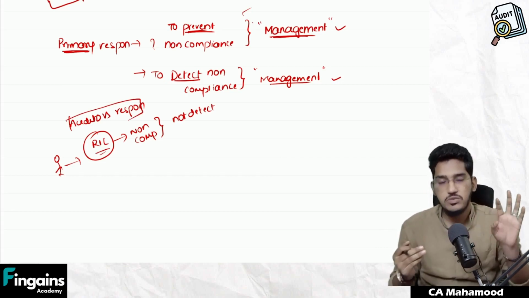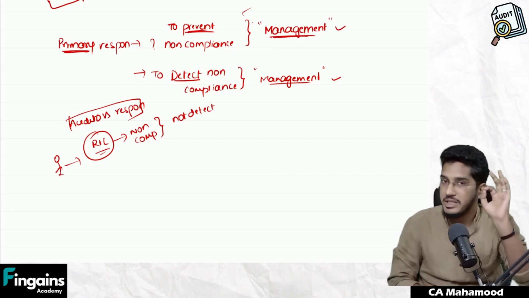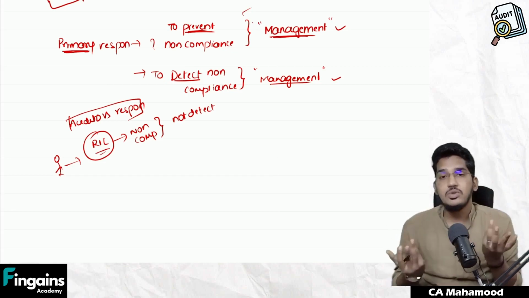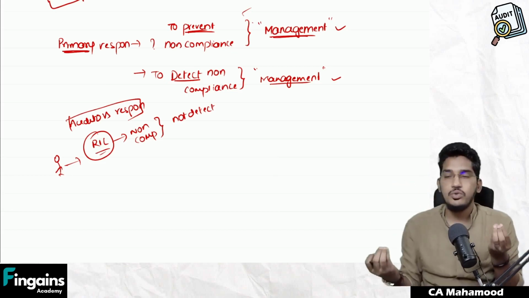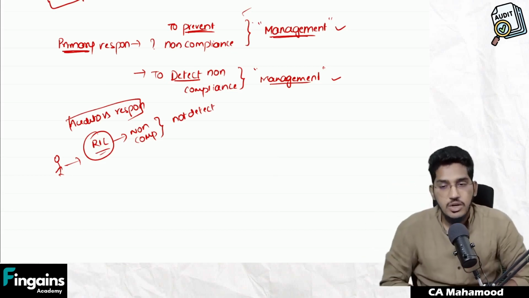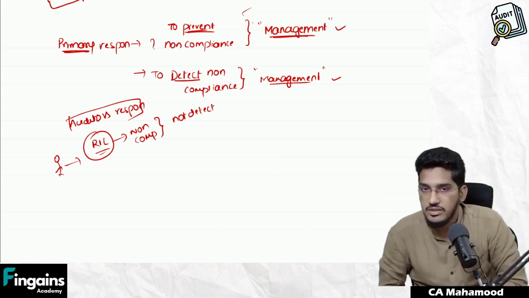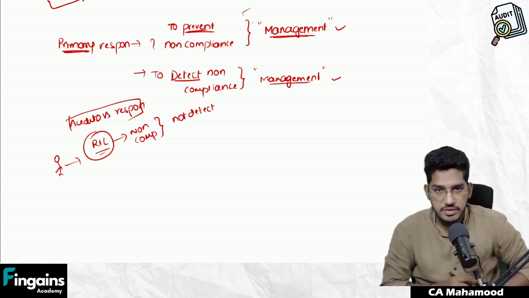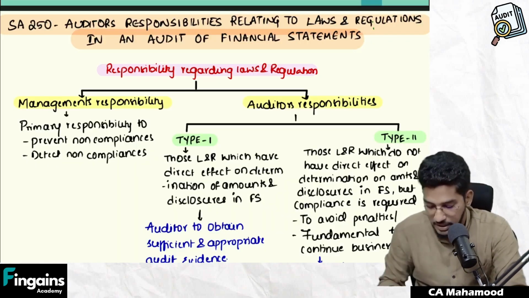So the primary responsibility to prevent non-compliances and to detect the non-compliances is going to be with the management. But what is the auditor's responsibility? What should the auditor do? What should the auditor not do? What consequences does he have to face? All that will be discussed in this standard, SA 250. Understood, everybody? So one thing we have understood, the primary responsibility is with management.